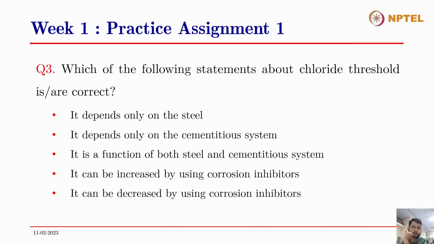Okay, moving on to the third question. Which of the following statements about chloride threshold is or are correct? It depends only on the steel. It depends only on the cementitious systems. It is a function of both steel and cementitious system. It can be increased by using corrosion inhibitors. It can be decreased by using corrosion inhibitors.